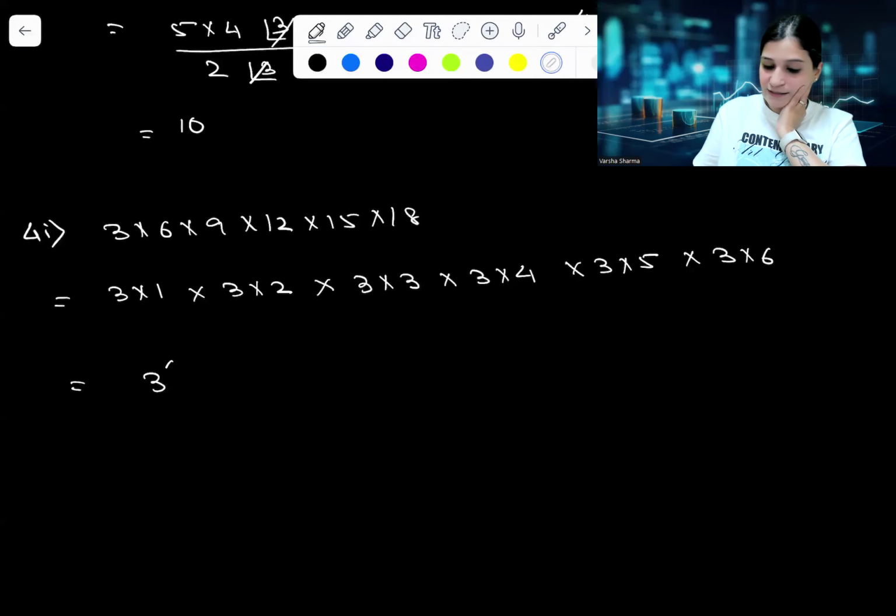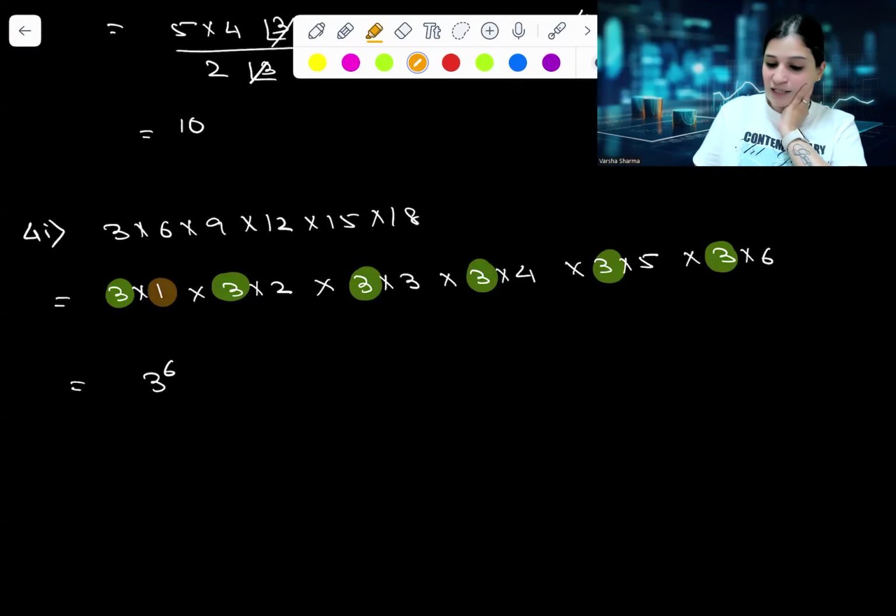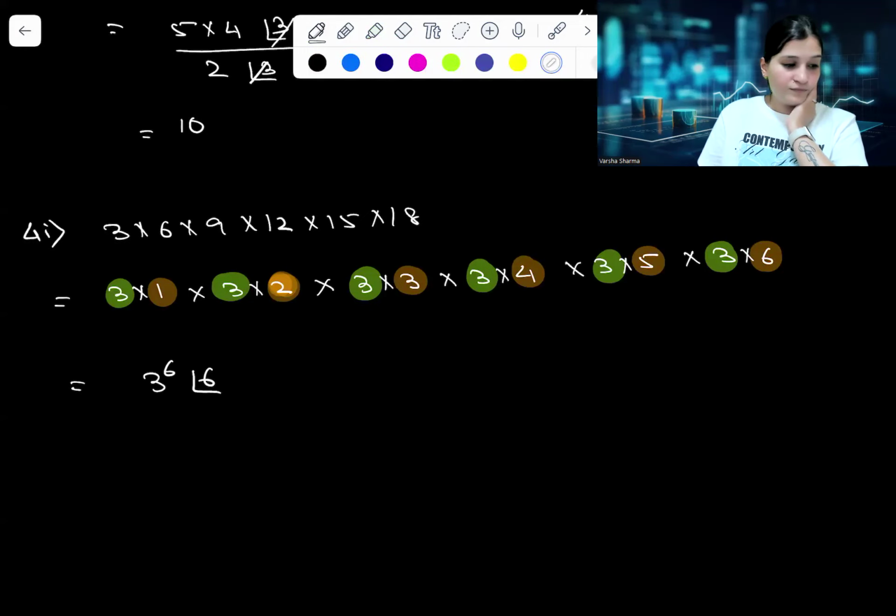So it is 3 to the power 6, and the remaining are 1 into 2 into 3 into 4 into 5 into 6, which is 6 factorial. We never expand anyone except 2 for factorial for more than 5 power. We only open till 5. Anything to the power 5, we don't go beyond it unless it's 2.